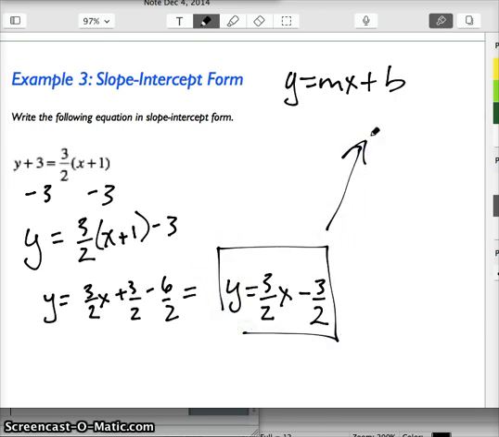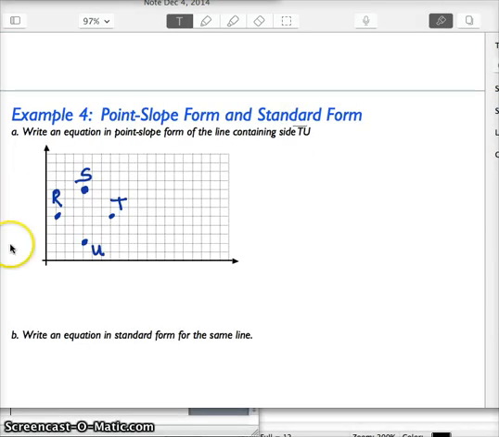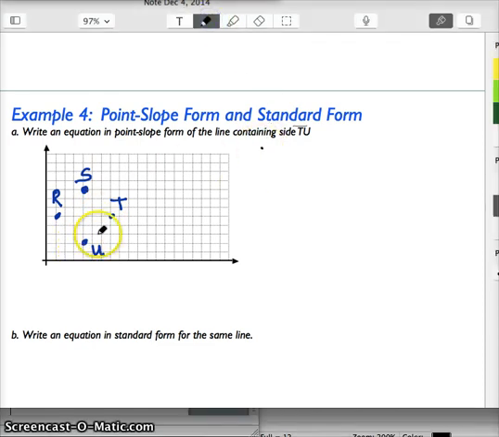Let's take a look at the final example, example 4. Okay, so example 4 is point slope and standard form. We have this picture here with some dots on the coordinate plane, and it says write an equation in point slope form of a line containing the side TU. So we're looking at this side. I'm going to try my best to draw a line through this. This is always a challenge.